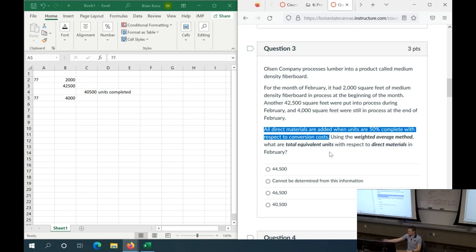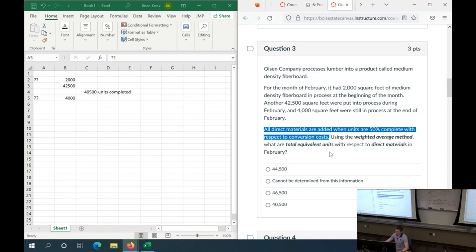All direct materials are added when the units are 50% complete with respect to conversion costs. There's a process of conversion, a lot of prep time in the conversion process, and then we add the materials, and then there's some finishing of the conversion process once the materials are added. Okay, so that's this style of question.